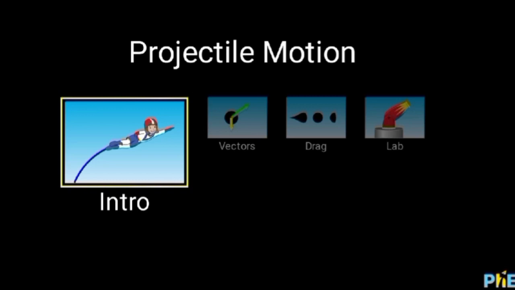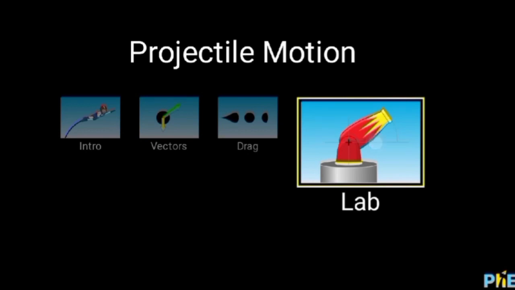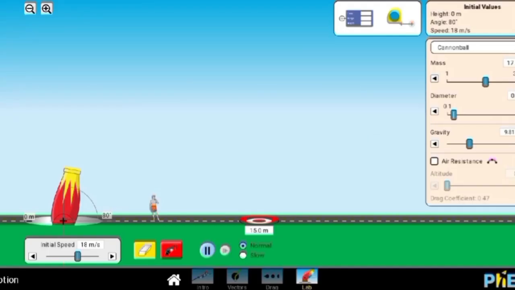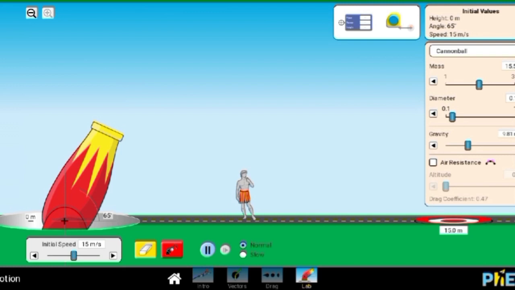As you can see, there are intro, vectors, track, and lab. Make sure you choose the lab simulation in this part to run this experiment. Okay, now we will run the experiment as in the procedure, which is part A, effect of the angle of launch to its range.